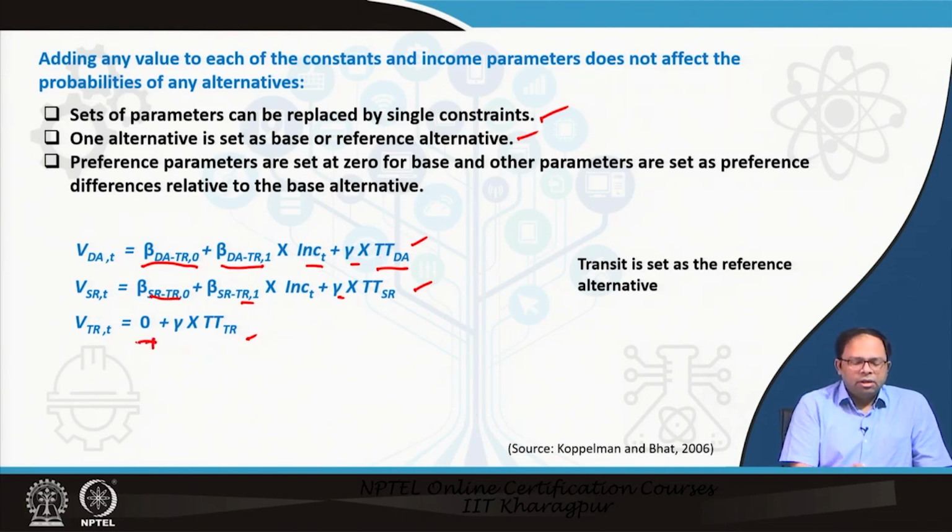This becomes 0, because we are setting transit as the reference alternative. So, I do not need to estimate these two parameters for transit. That is why these are 0, and I just need to estimate this gamma parameter, which is the same for all these 3 modes, and that is why I have kept this in the utility equation.